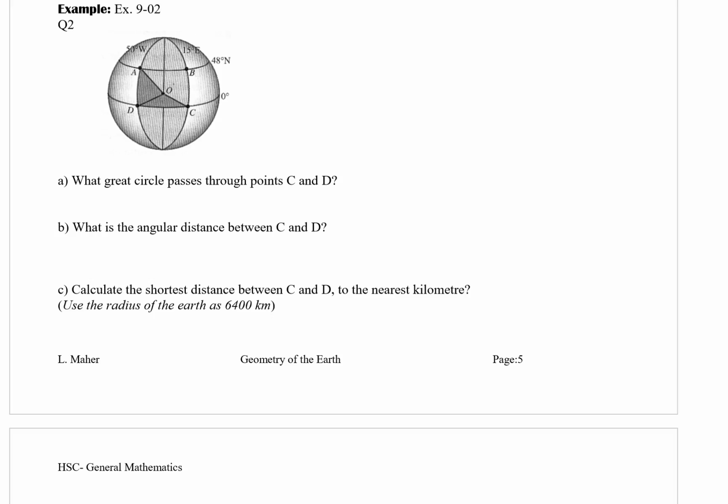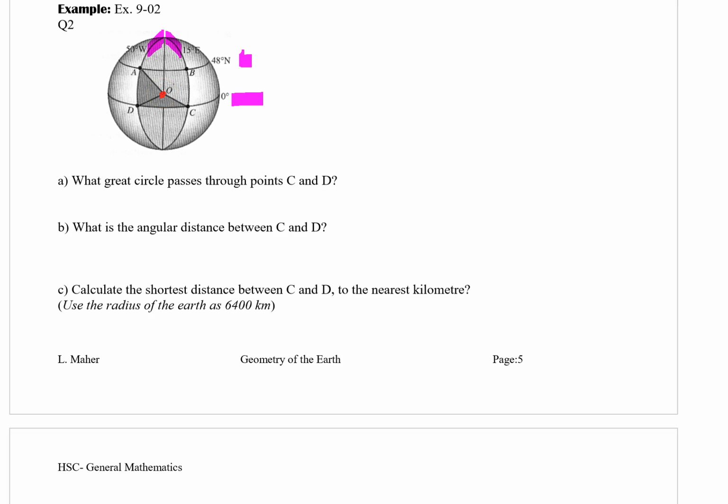This is a nice example to start with because it actually steps you through many of the processes that you will be required to take in the future without being directed to do this. So let's have a look at it. You can see the features to point out: we're on the equator. We're on a 50 degree west and a 15 degree east longitude. We've also got a latitude of 48 degrees north. And right there in the middle of the Earth is our O.